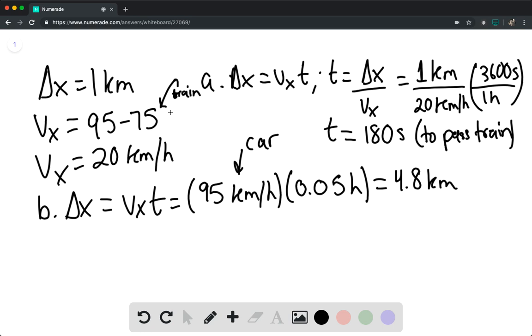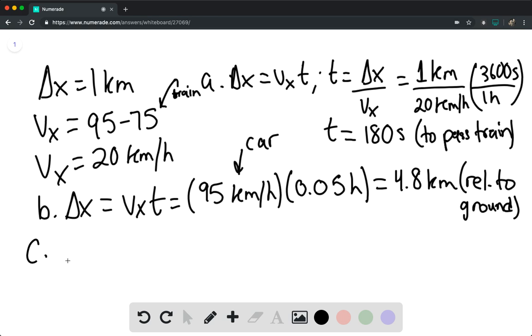the train. So again, this is the speed of the train relative to the ground, speed of the car relative to the ground, speed of the car relative to the train. And this would be relative to ground.